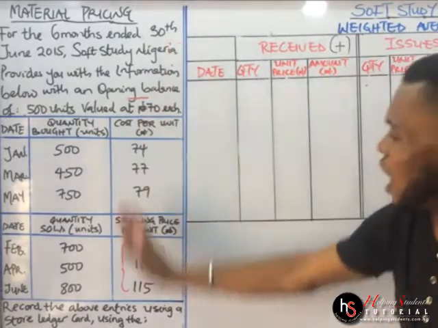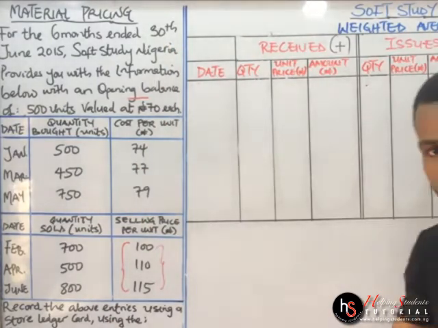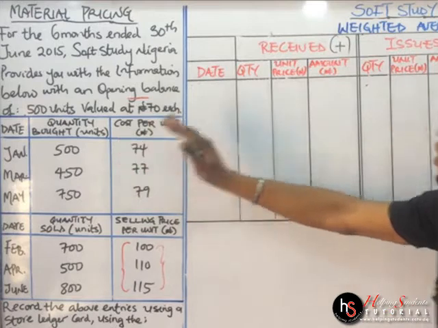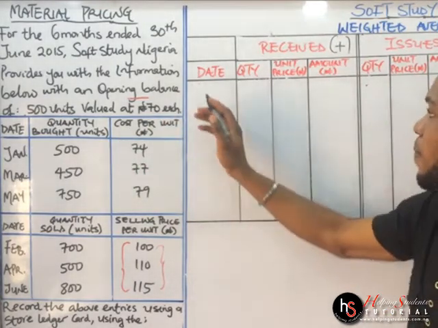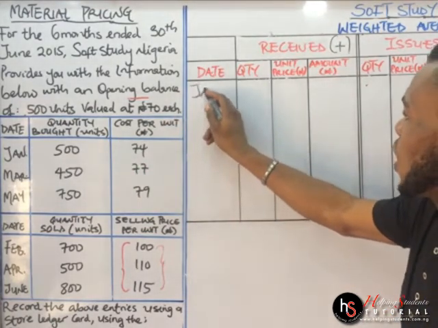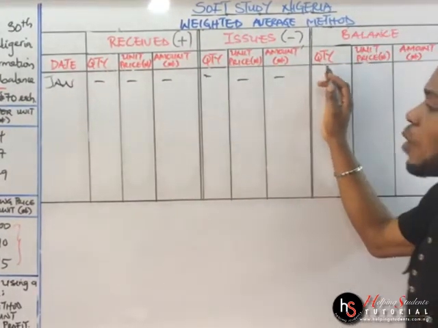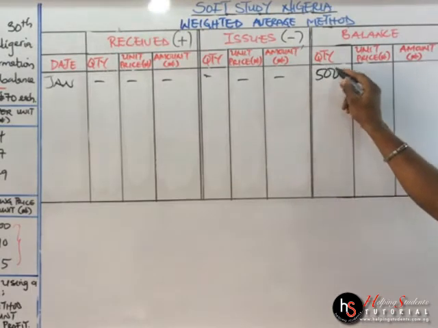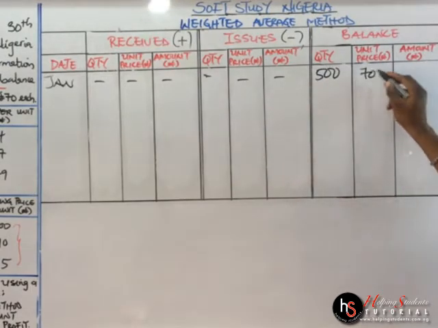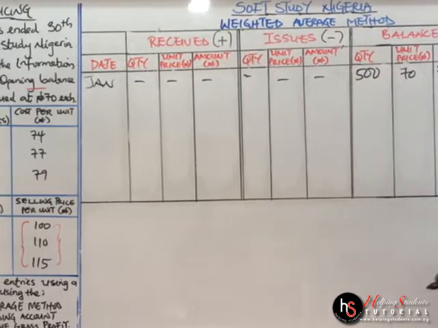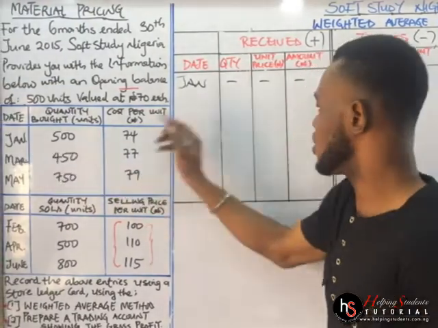So we have the question on the board, and as usual, as we've been doing, the opening balance goes direct to the balance section. So we have January as usual. There is no entry here. So coming over to this place, we have 500 at 70, which gives us 35,000. All right? We all remember how we did this. So we'll now come over to this transaction.